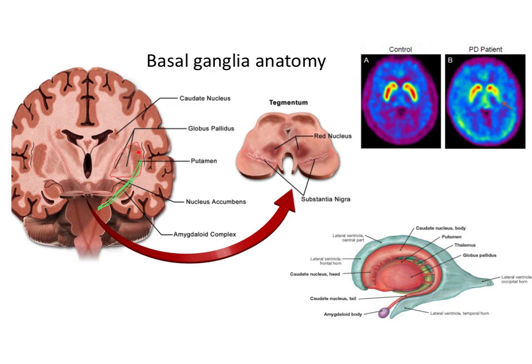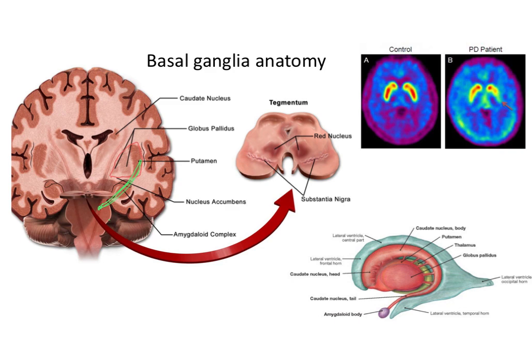The lentiform nucleus being an anatomically defined structure, whilst the striatum actually being a functionally and evolutionarily defined structure, since the putamen and the caudate contain very similar neurons.